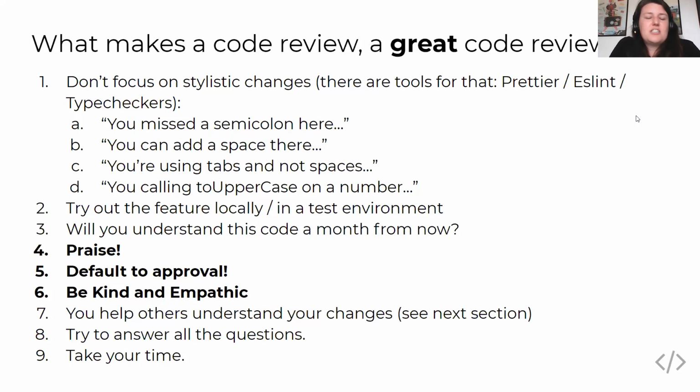Number 4, 5, and 6, in general, default to praise and approval, giving your teammates the benefit of the doubt, not nitpicking and not actively looking for errors. We want our code to be correct, but we don't want to just be like, well, I could do it this way. We want to remember that we're working as a team, and the most important thing is to be kind and, I would say, empathetic here. But yeah. Number 7, you help others understand your changes.